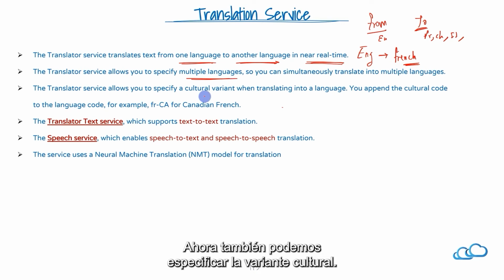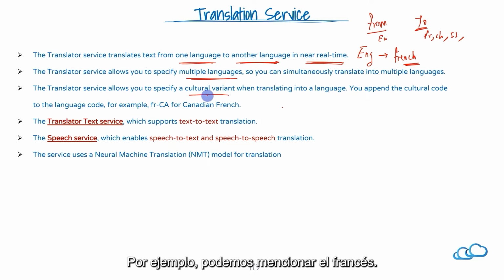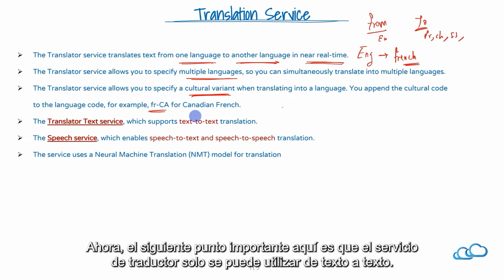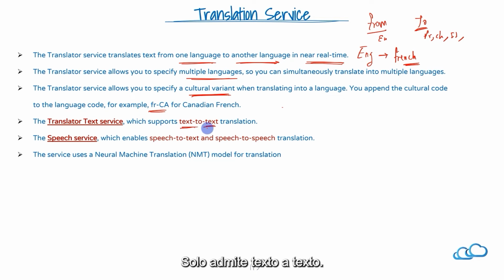Now, we can also specify a cultural variant. For example, we can mention French, not just French, but Canadian French here. Now, the next important point here is that the translator service can be used only from text to text. It supports only text to text.